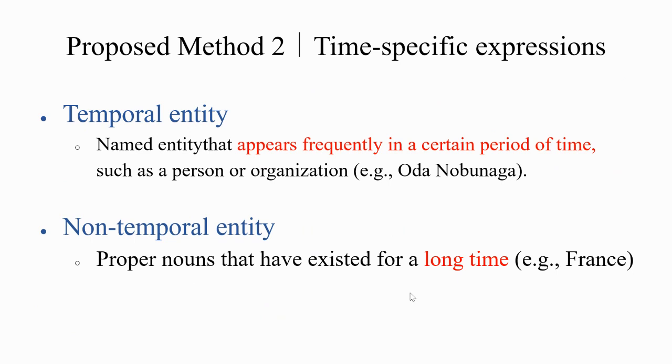Next, the temporal entity. Temporal entities are entities that occur frequently in a certain period of time, such as a person or an organization. As a counterpart, non-temporal entities are those that have existed for a long period of time.